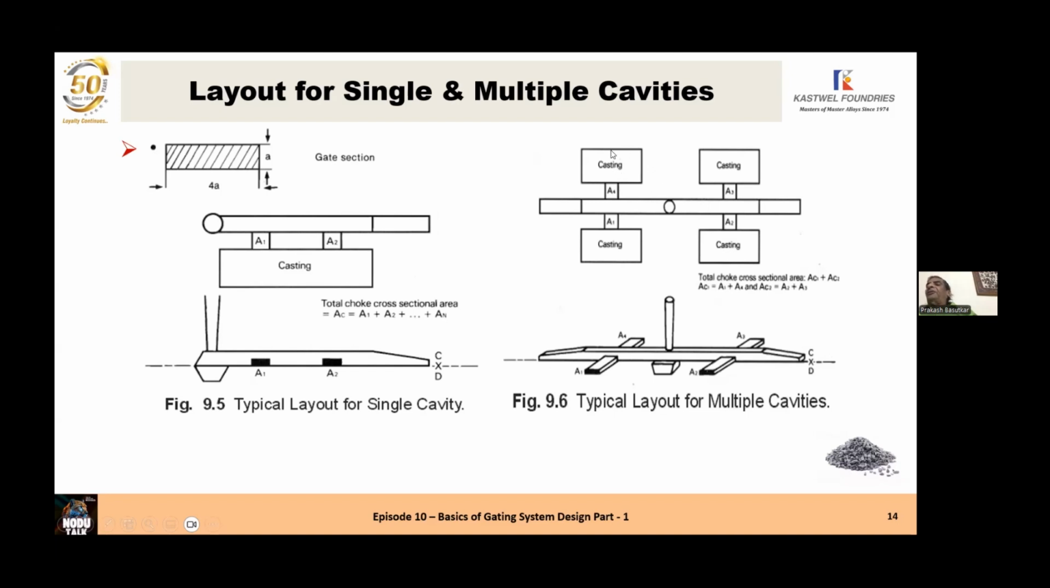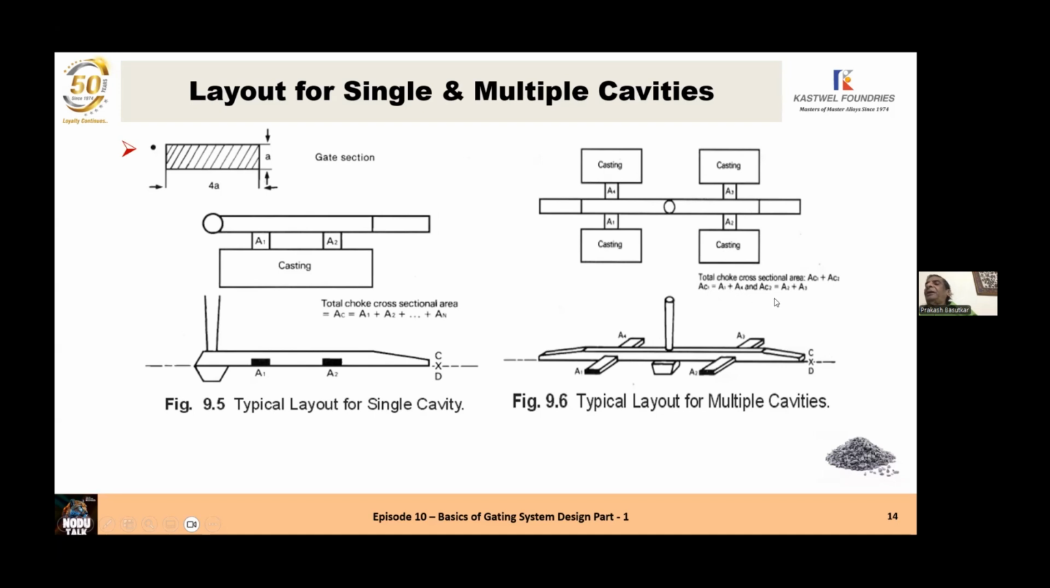So in this case, there are 2 runners, 4 castings. Each casting has a choke. So we look at the total choke. You look at the runner bar, there are 2 halves of the runner bar: one on the left-hand side of the sprue and one on the right-hand side of it. Let's say the choke on the left-hand side is AC1. The total choke on the runner on the left-hand side, AC1, is equal to in-gate A1 and in-gate A4. So AC1, the choke area, is the A1 area and A4 area.